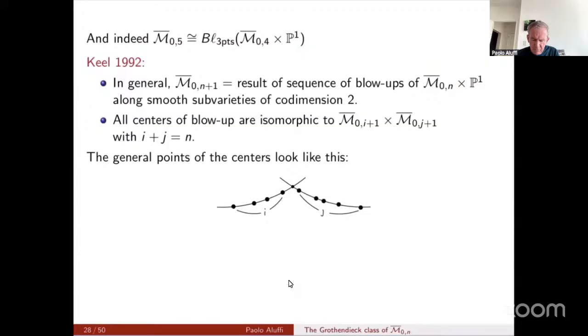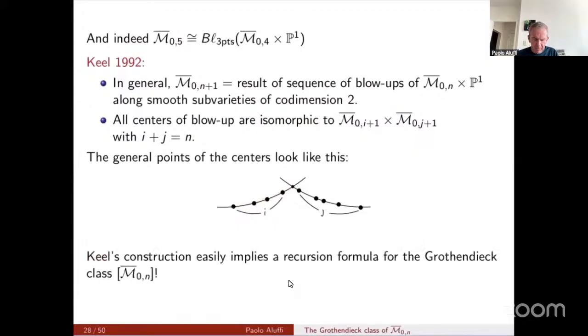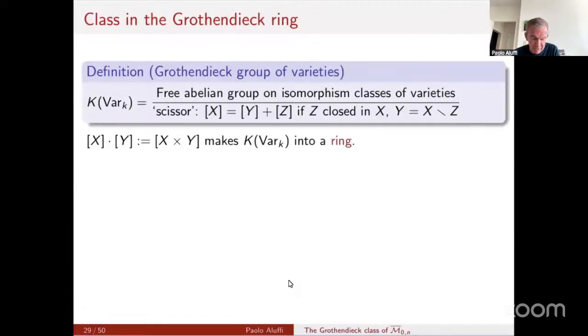The general point of the center looks like this. It's just i plus 1 points on the P1 and j plus 1 points on the P1. The extra point here and here coincide. It's where the 2 P1s meet. So this is what the general point of the center looks like. And this is what you can use to get a recursion formula, the ones I showed at the beginning of the talk. In fact, let's go through that. Once you have this clear image of how the variety is constructed, then you can draw these conclusions easily.